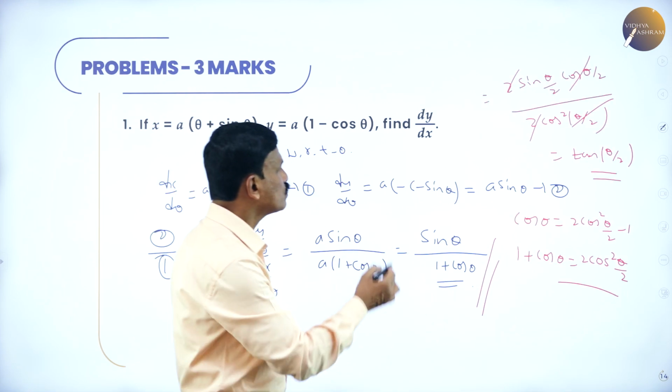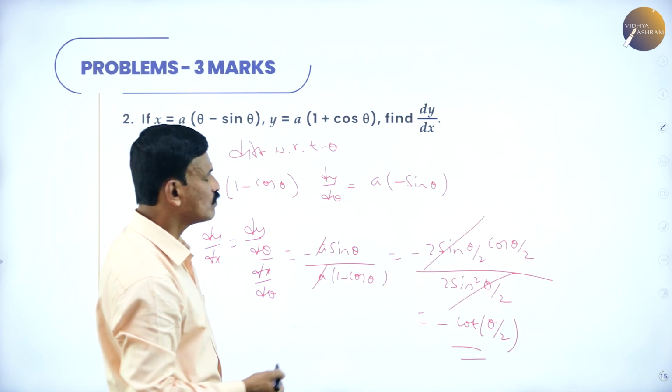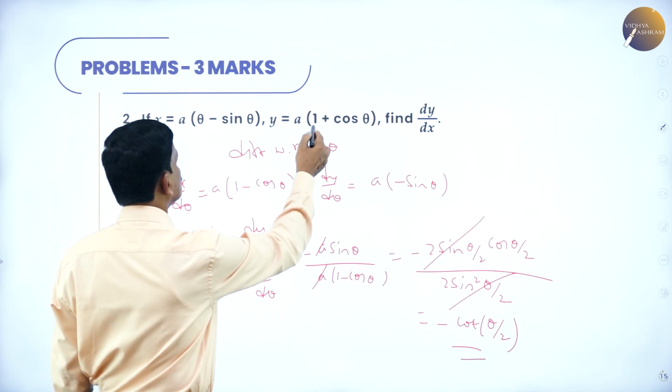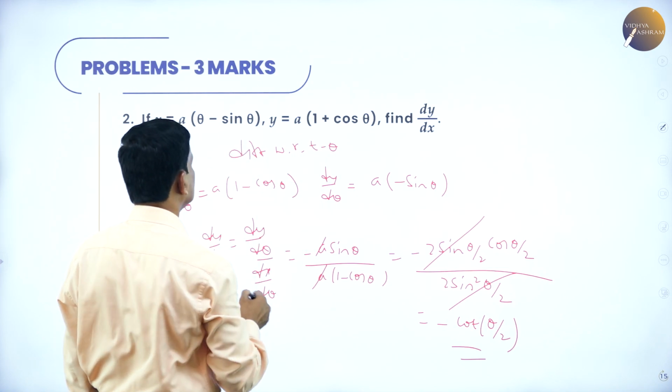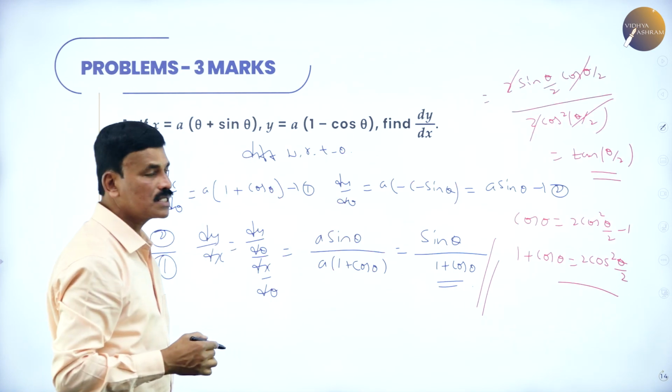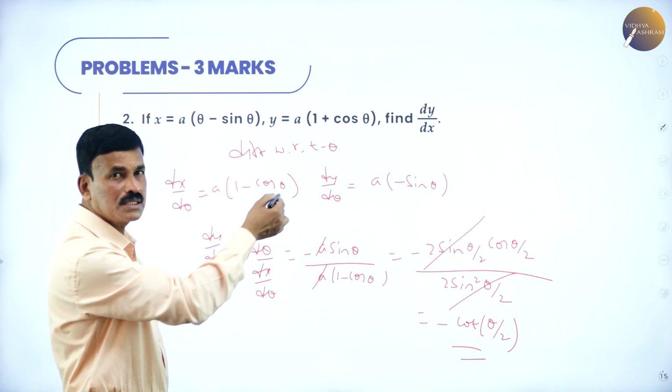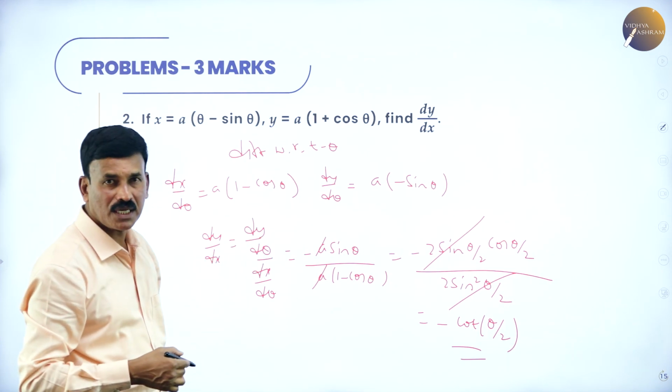So, in the previous problem it is tan theta by 2, and here it is minus cot theta by 2, because this is theta minus sin theta, the previous one is theta plus sin theta, and this is plus cos theta, the previous one is minus cos theta.